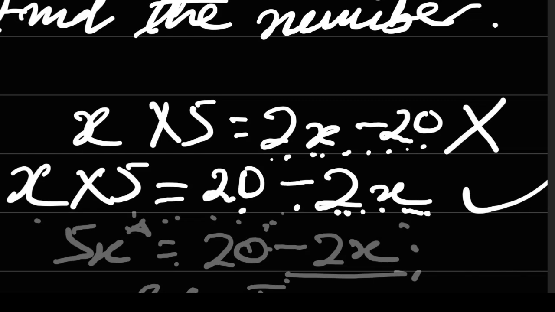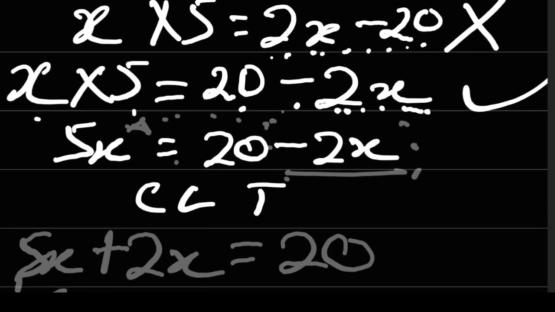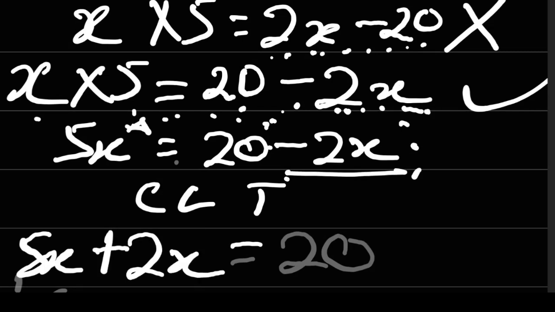So let's move on. X times 5 is 5x equals 20 minus 2x. We'll collect like terms at this point. That is to say, this minus 2x will cross to the other side to go and meet its like term. So this will be 5x. When minus 2x crosses to the other side, it will become a positive 2x. This is our equal to 20.